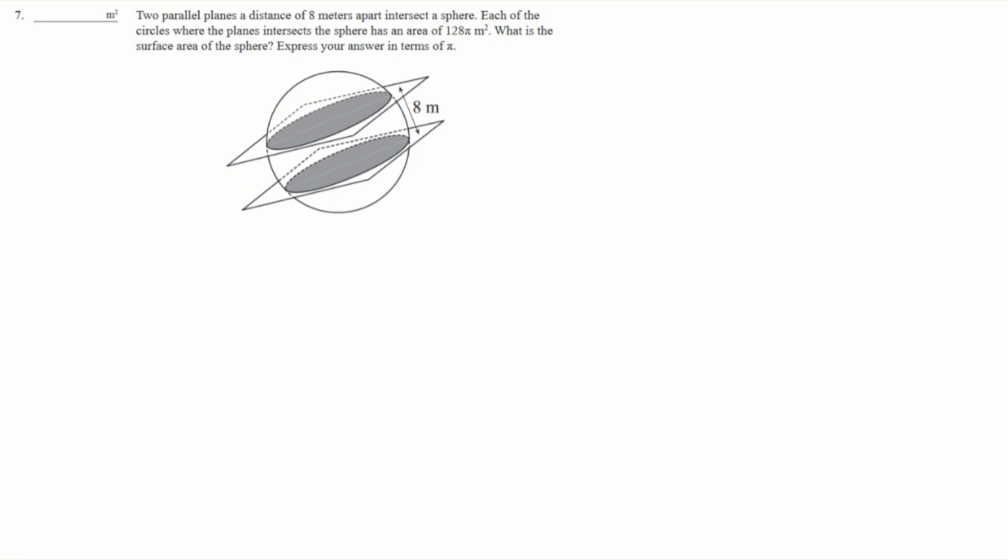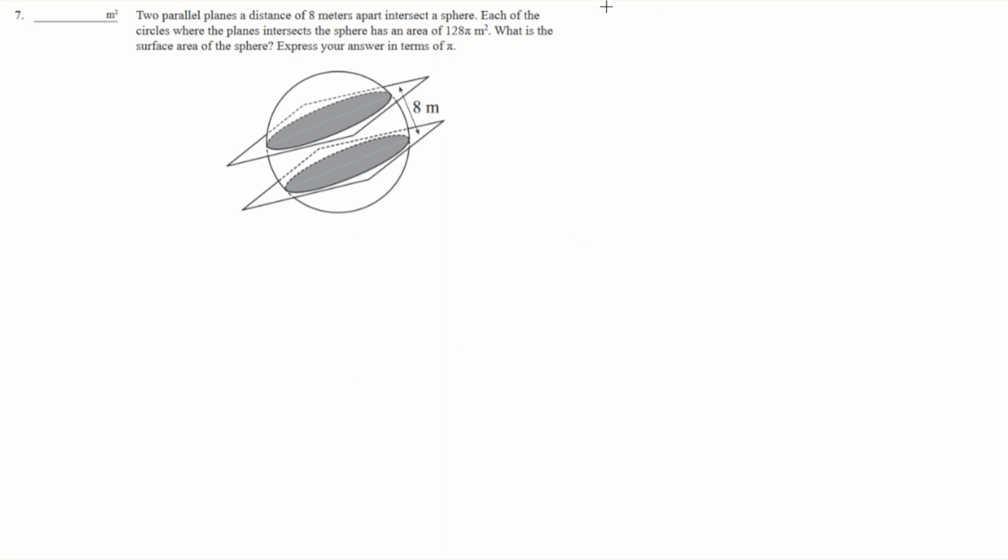Hello everyone, today we're going to be solving question number 7 from the 2023 Mathcounts chapter, Target Round. The question reads: two parallel planes a distance 8 meters apart intersect a sphere. Each of the circles where the planes intersect the sphere has an area of 128 pi meters squared. What is the surface area of the sphere? Express your answer in terms of pi.